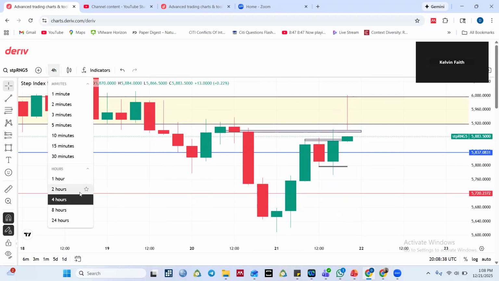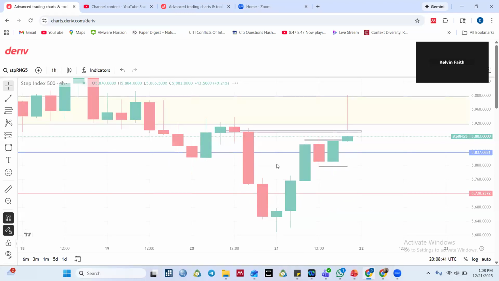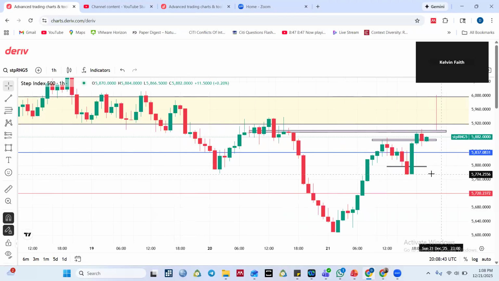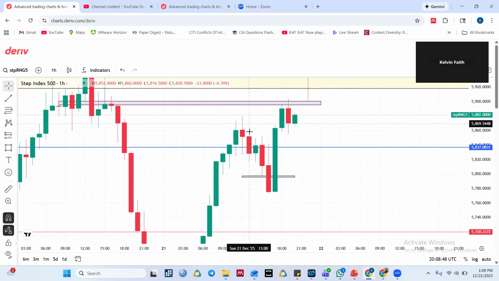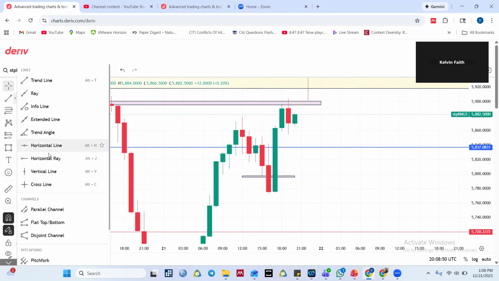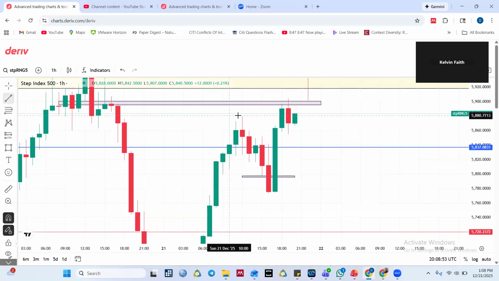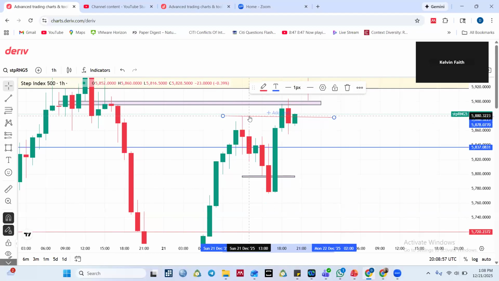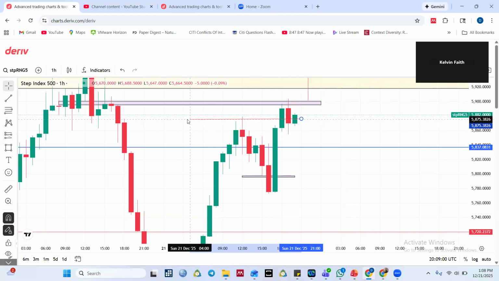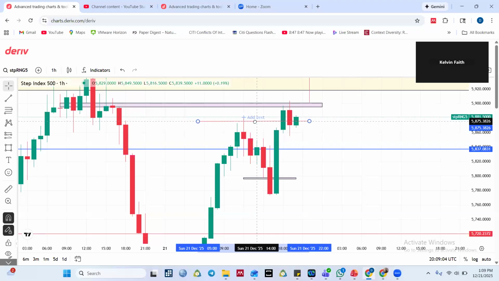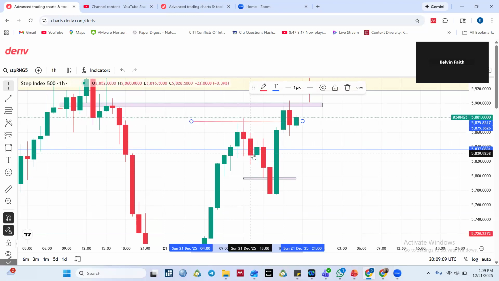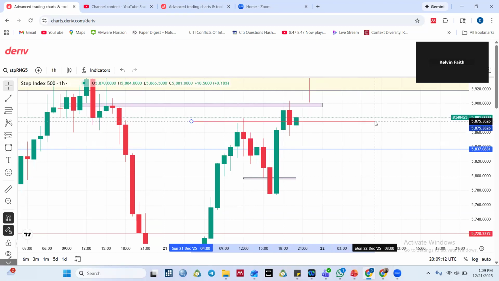Let me go to 1 hour. From 1 hour, I'm putting a new line here. Let me put this line as a trend line. You see this line here? Good. This line, I'm using it to represent the previous high or point here where sellers started pushing the market down. So I'm putting that point here.